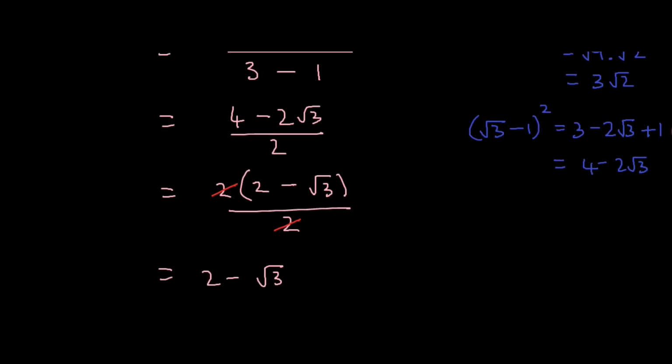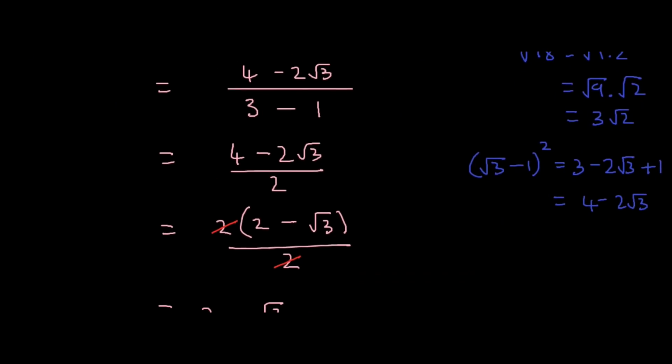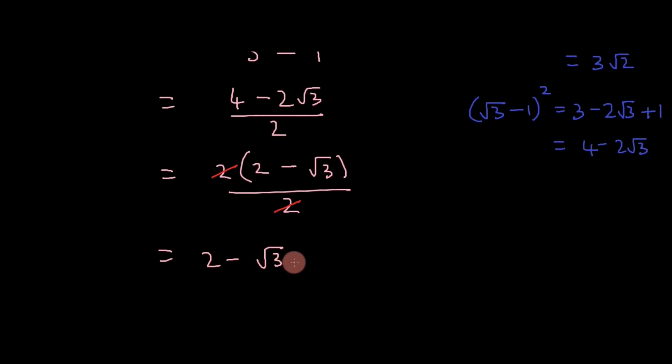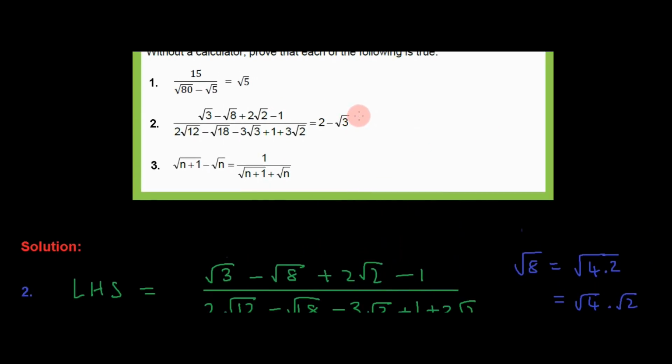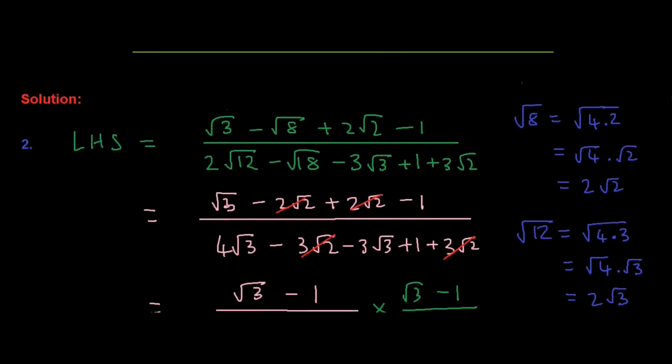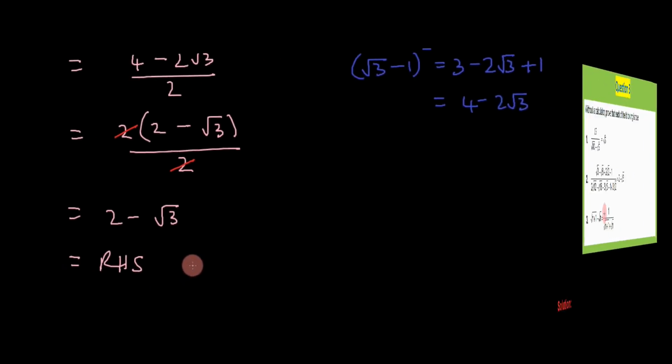So the left-hand side reduces to 2 minus the square root of 3. Now to go back to the identity, this is exactly the right-hand side of the identity. So we can say that this is equal to the right-hand side. And we have now proved the identity.